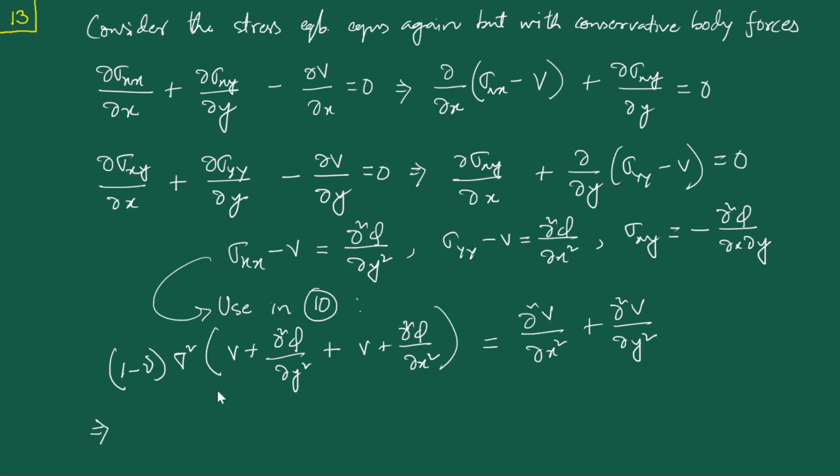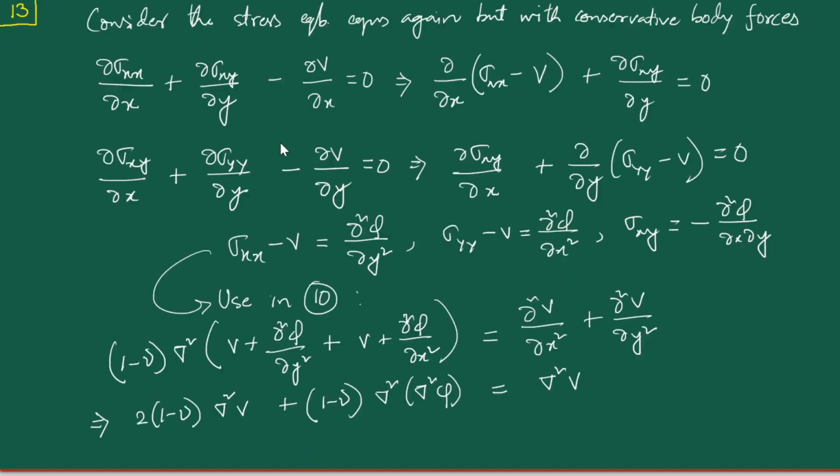Please note here that this is a twice V. So this is 2 into (1 − ν) ∇²V plus (1 − ν) times the Laplacian, but there is already a Laplacian outside. We have to take care of that. On the right hand side, this is simply the Laplacian of V. If we go to the next page, we just have to take this appropriately to the right hand side, and what we'll obtain is this.